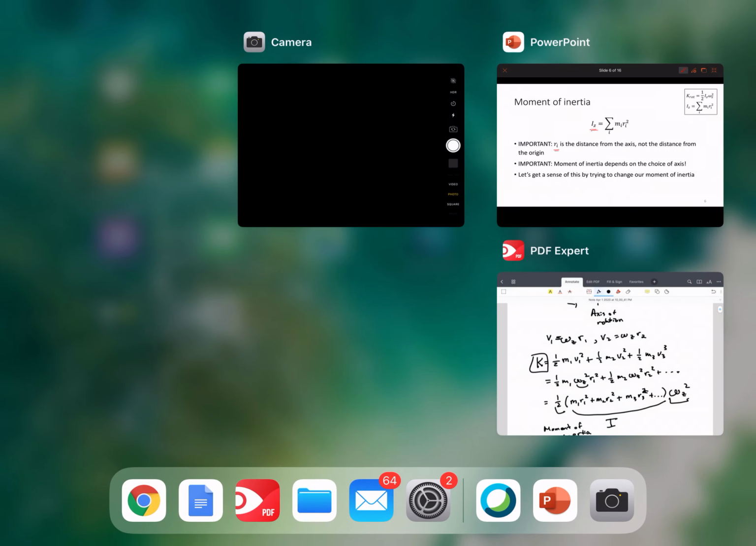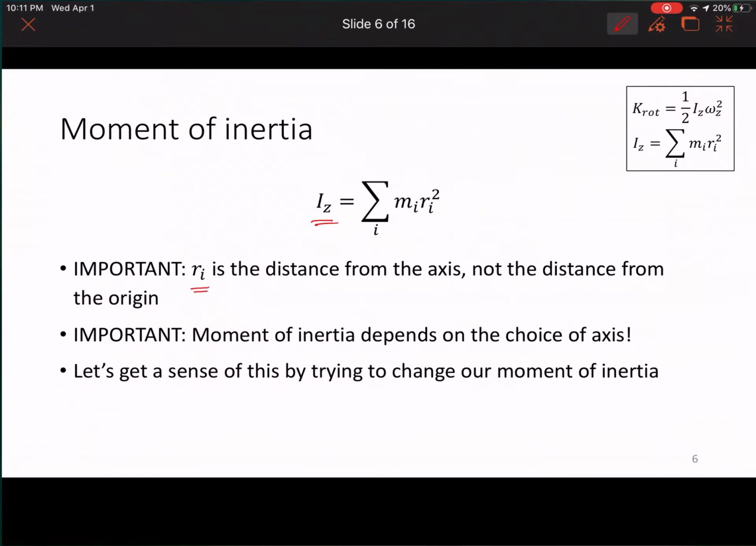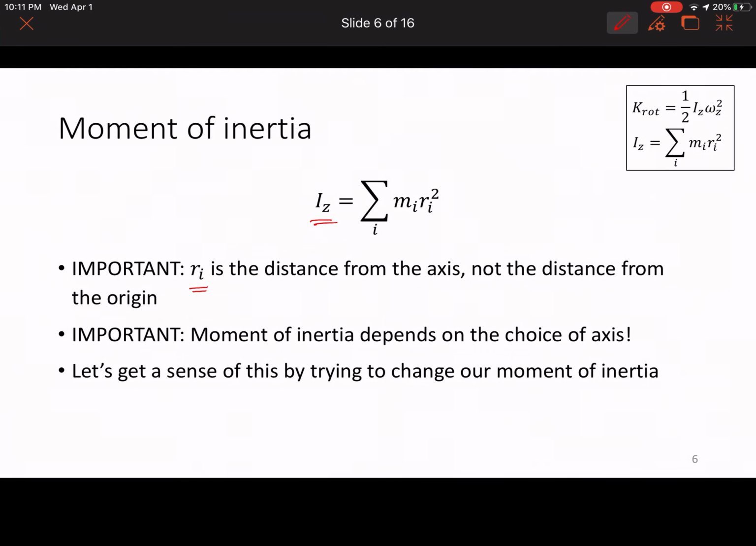So as an example, here is a rotating object. You guys are going to see my Apple Pencil here. If I rotate it about the center versus if I rotate it about the end, everybody can kind of see I'm rotating about the end versus rotating it about the center. Those will have completely different moments of inertia. We'll actually solve for those later in the lecture. But it's very, very important. Moment of inertia will depend on the choice of axis.